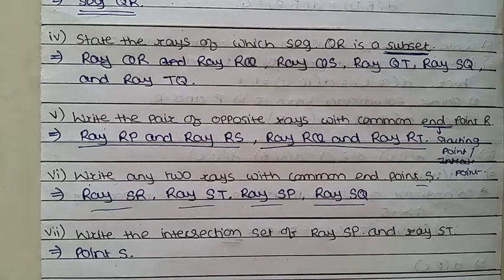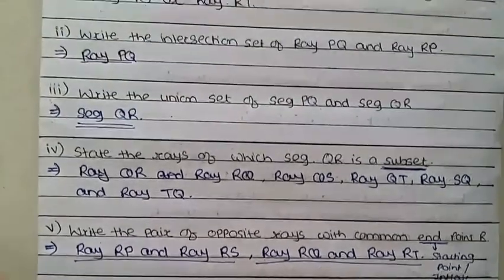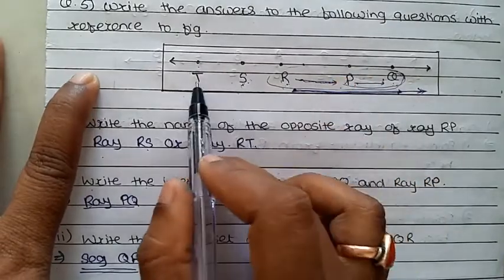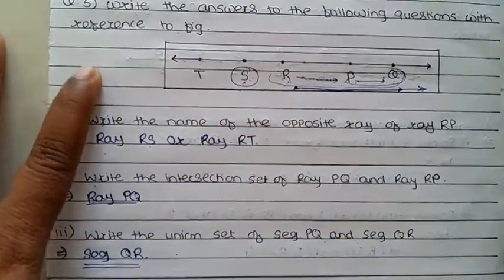Now next, write the intersection set of ray SP and ray ST. Intersection of ray SP and ST. So the intersection is what? Yes, point S.